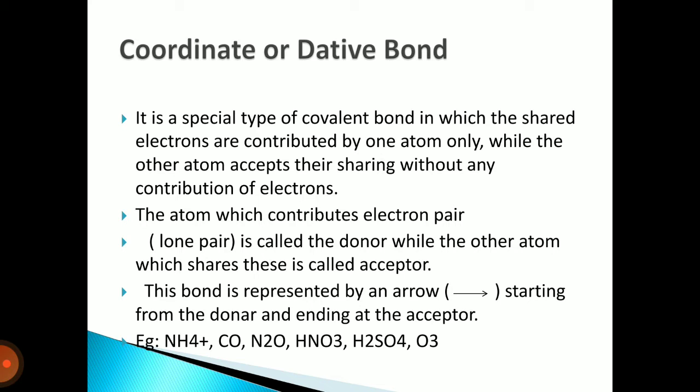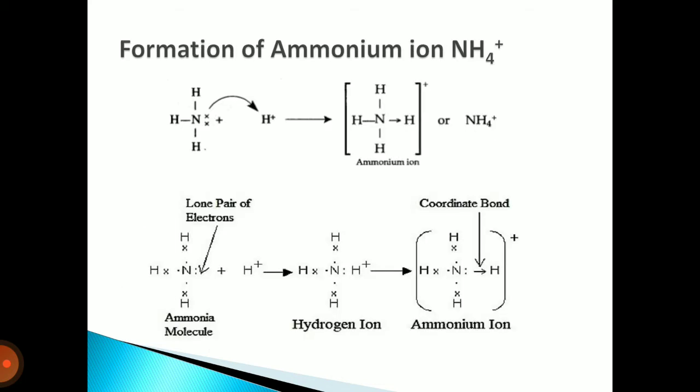Examples of coordinate dative bond compounds are the ammonium ion, that is NH4 plus, carbon monoxide, nitrous oxide, nitric acid, sulfuric acid and ozone molecules. Let us take the example of the ammonium ion for the formation of a coordinate covalent bond.